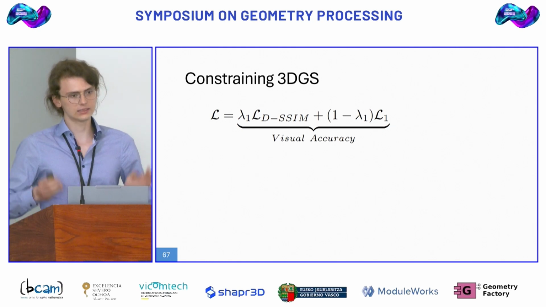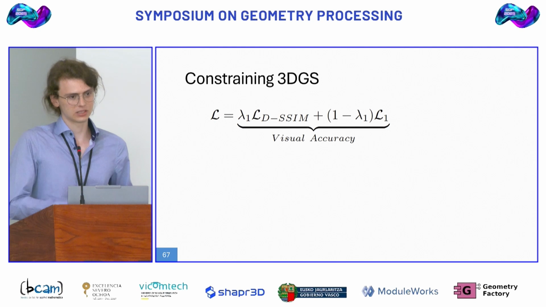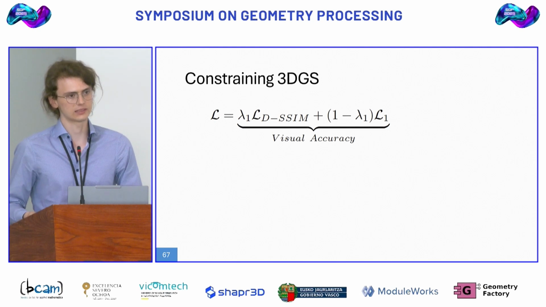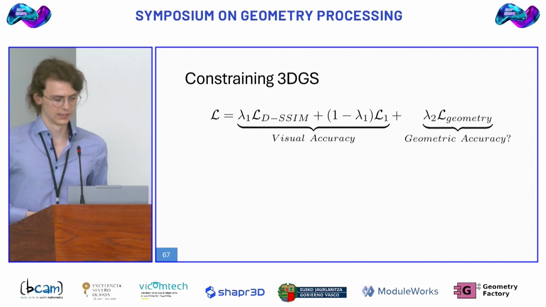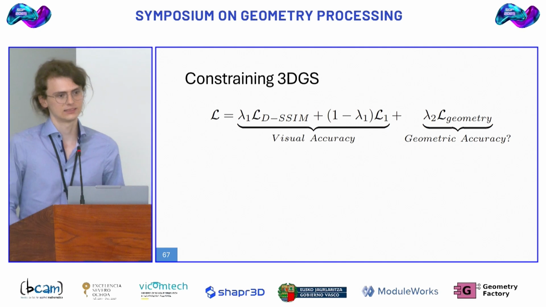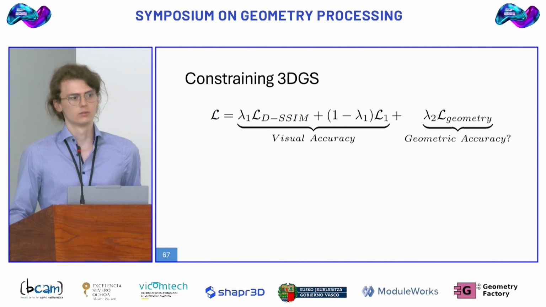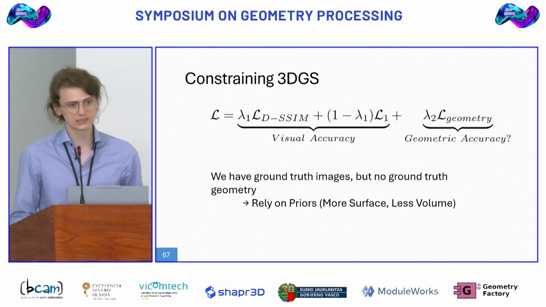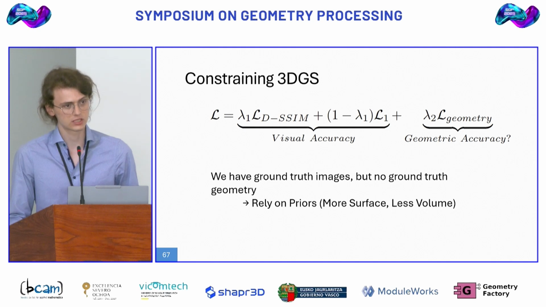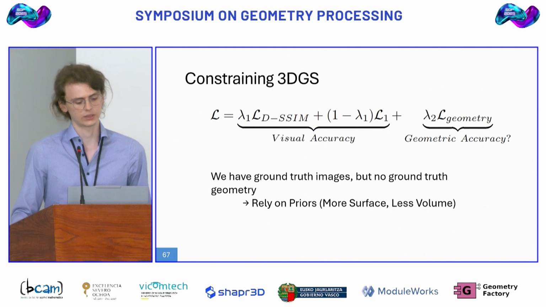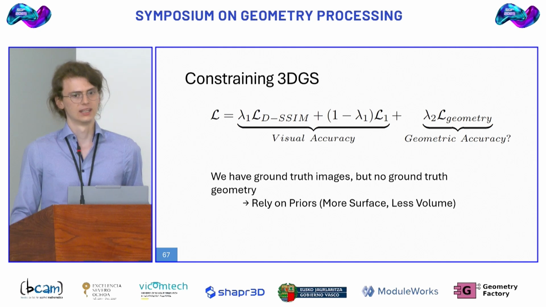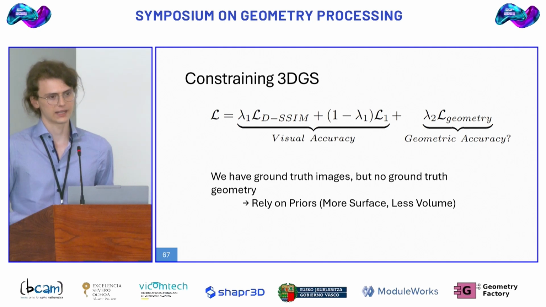So all this loss is caring about is, do the rendered images look like the images that we got as input? It's only visual. So we would like to add some terms to this loss, which care about geometric accuracy. Now, there's an immediate problem with this, which is, of course, we are given ground truth images of the scene, but we don't have access to any ground truth geometry. This means that we have to rely on priors.